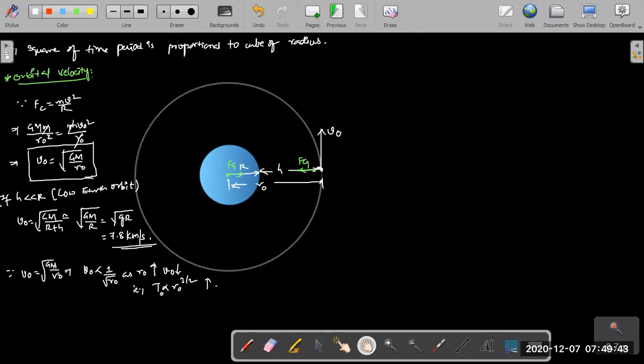Like, if there is a planet revolving in a radius r naught, at a height h which is equal to r, and now you want to take it to a height which is equal to 2r, how much additional velocity must you give it, or how much additional energy must be given?